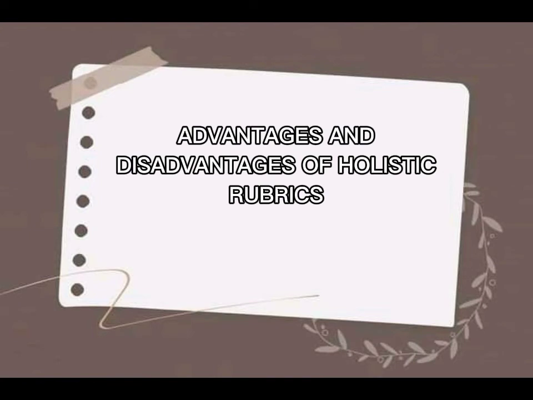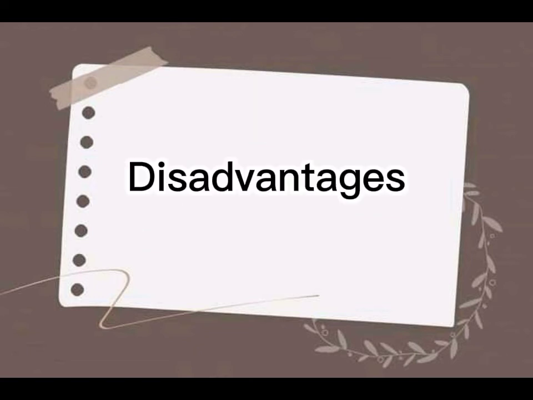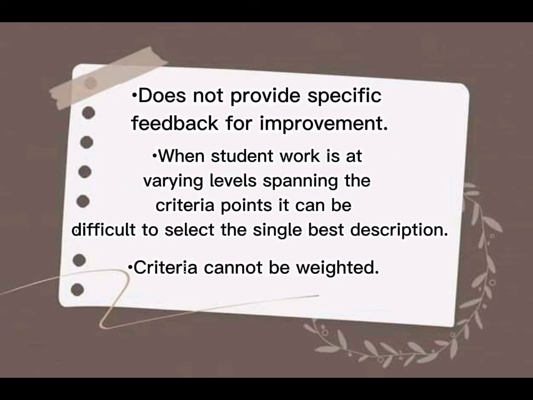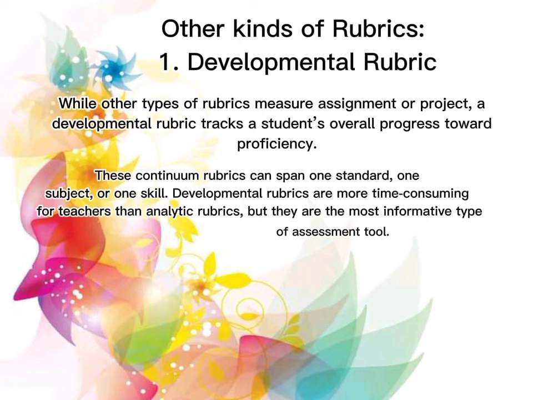Advantages and disadvantages of holistic rubrics. Emphasis on what the learner is able to demonstrate rather than what she cannot do. Saves time by minimizing the number of decisions raters make. Can be applied consistently by trained raters, increasing reliability. While the disadvantages of holistic rubrics: does not provide specific feedback for improvement. When student work is at varying levels, spanning the criteria points, it can be difficult to select the single best description. Criteria cannot be weighted.